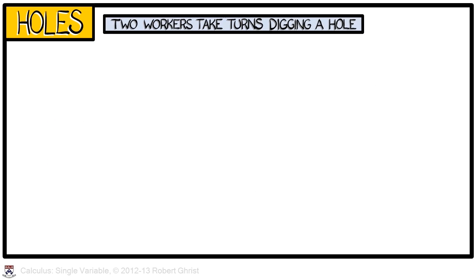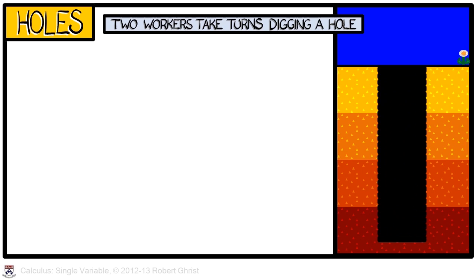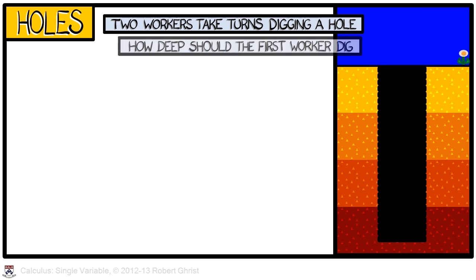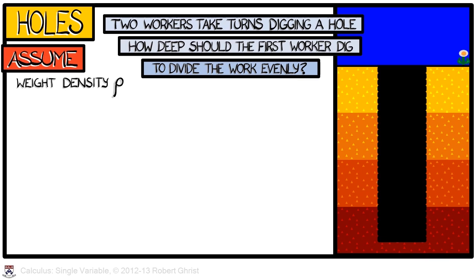Let's say moving earth as opposed to pumping a fluid. Consider a hole that is being dug by two workers who take turns in digging the dirt and moving it to the top. How deep should the first worker dig in order to divide the amount of work done evenly? Is it a fair deal to go halfway down and then let the second guy do the second half? Or maybe not. Let's make some assumptions.